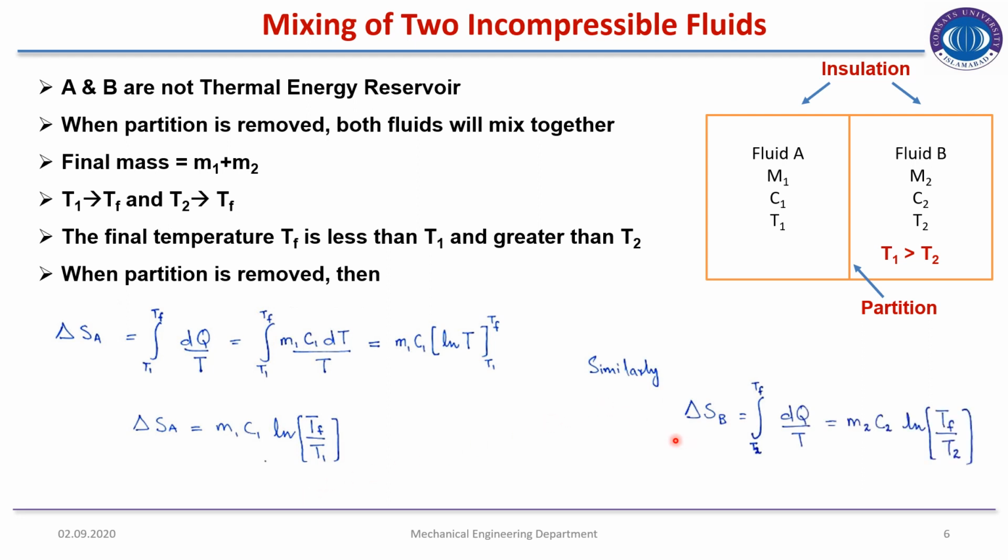Similarly, when we calculate the change of entropy for fluid B, with the same mathematical steps, the initial temperature is T2 and the final temperature is TF. So dq by T gives m2 c2 natural log TF over T2. Here m2 is the mass of fluid B, c2 is the specific heat of fluid B, and in the natural log TF over T2, T2 is the initial temperature of fluid B.